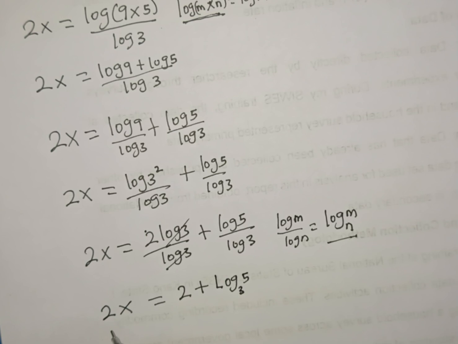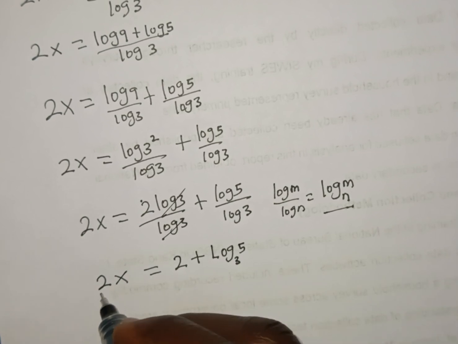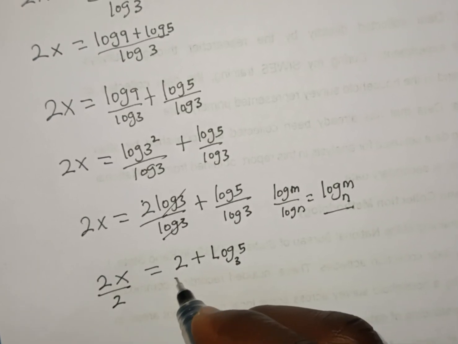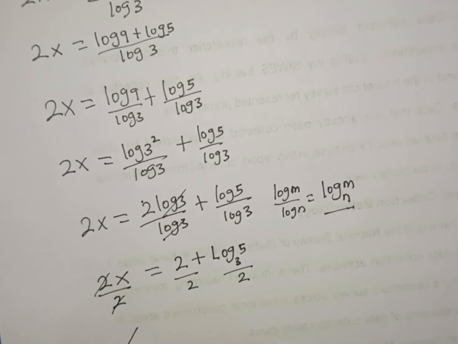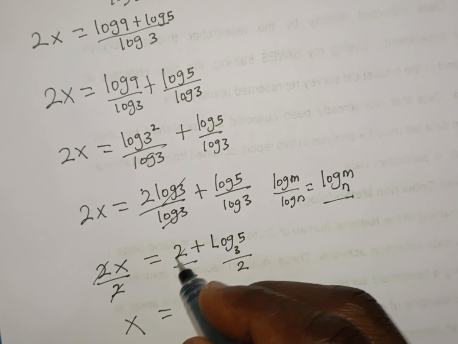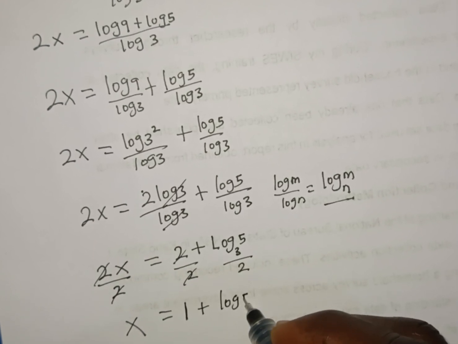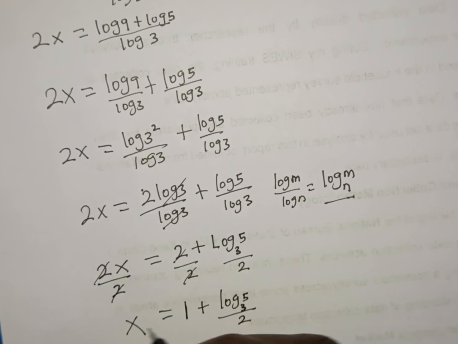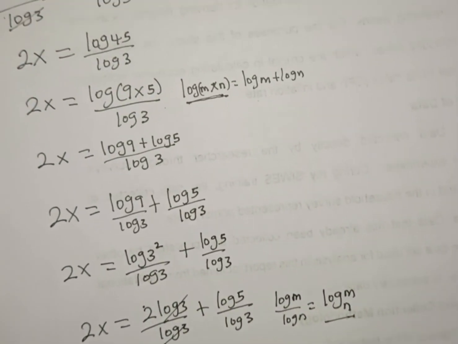So now we have 2x here, and our focus is to get the value of x. So therefore, we're going to divide both sides by the coefficient of x, which is 2. Then we also divide all through by 2, so that this 2 is going to cancel this 2. We're left with only x in the left hand side, which is going to be equal to 2 divided by 2 is 1, then plus log of 5 to the base of 3, then everything all over 2. So here is the value of x that satisfies this given exponential equation.